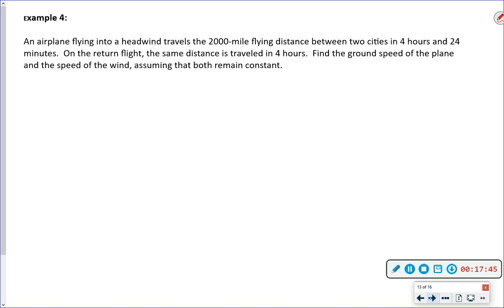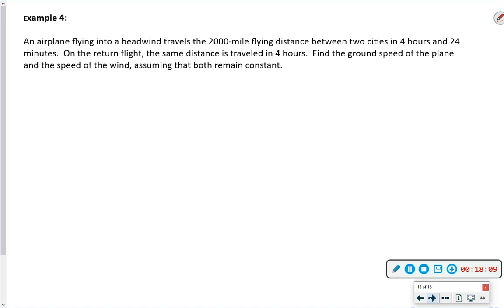An airplane flying into a headwind travels the 2,000-mile flying distance between 2 cities in 4 hours and 24 minutes. On the return flight, the same distance is traveled in 4 hours. Notice, less time on the return flight because you were flying with the wind home. It matters. Find the ground speed of the plane and the speed of the wind. Assume both remain constant.